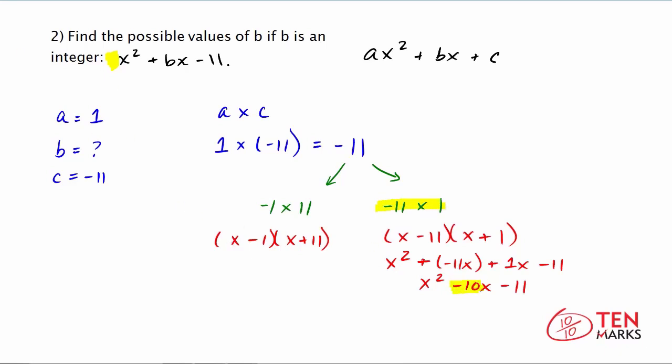Now let's go over here and let's see what we get when we expand these parentheses. So expanding this, you get x squared plus 11x minus 1x minus 11. When you combine the like terms in the middle, you get x squared plus 10x minus 11. So in this case, when the factor pairs are negative 1 and 11, then b is positive 10. So that means the answer to our problem up here is that b equals positive or negative 10.